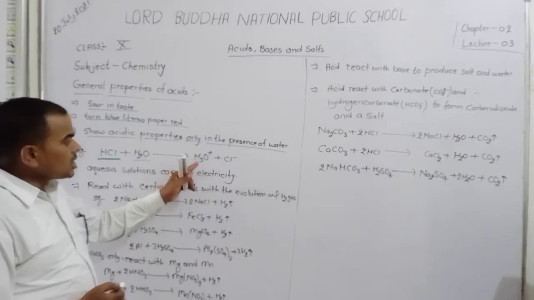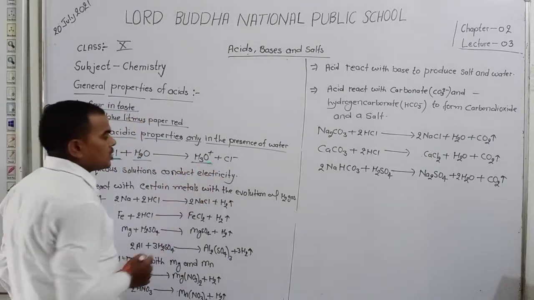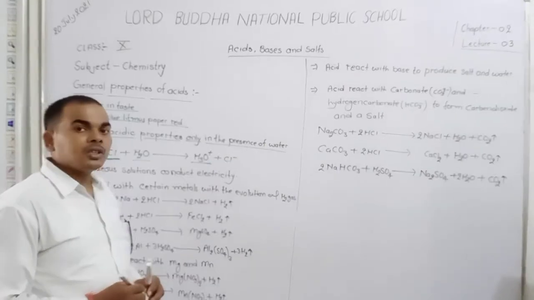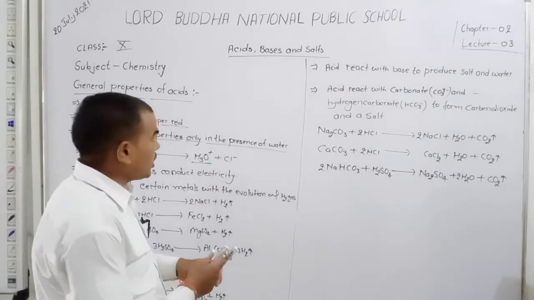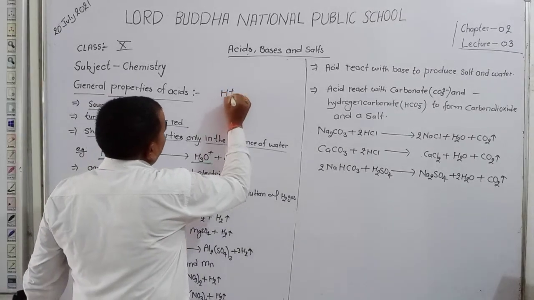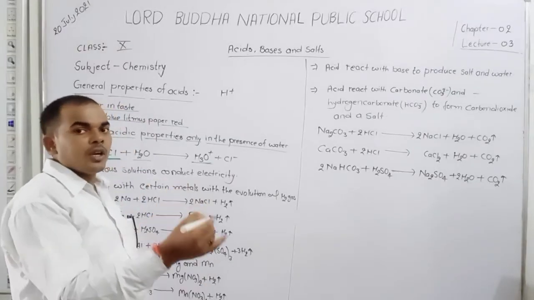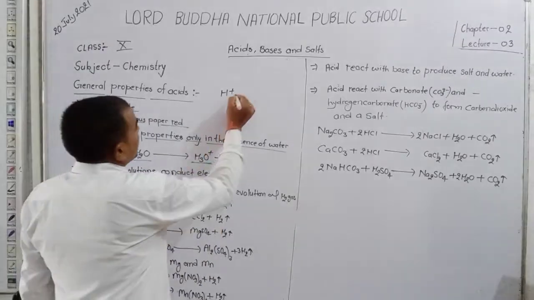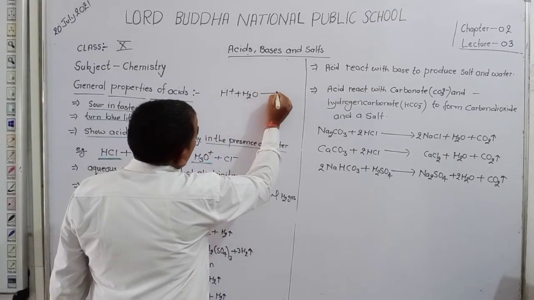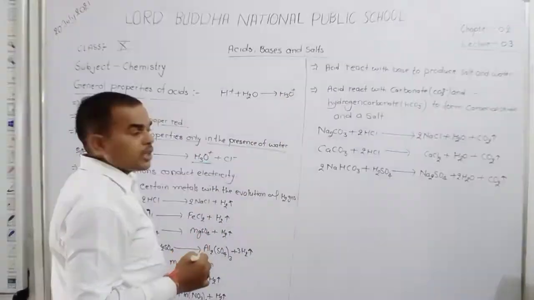The H plus ion of an acid dissolved in water forms the hydronium ion. H3O plus is the hydronium ion. Dear student, when we dissolve acid in water, it gives H plus ion. This H plus ion dissolves in water and produces H3O plus. How is H3O plus produced?